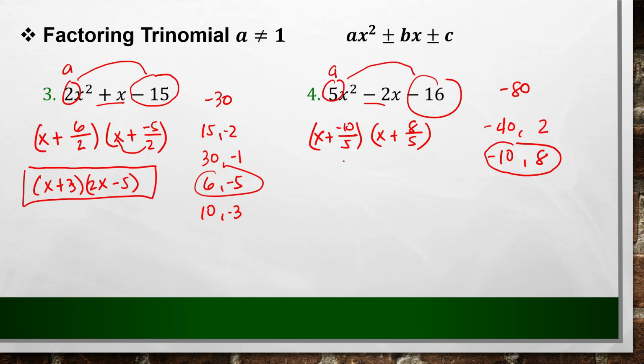Now we can divide negative 10 and 5. That'll be x minus 2. And then we will not divide 8 and 5. Not now. So let's move the 5 here. That'll be 5x plus 8. And this is going to be the final answer.